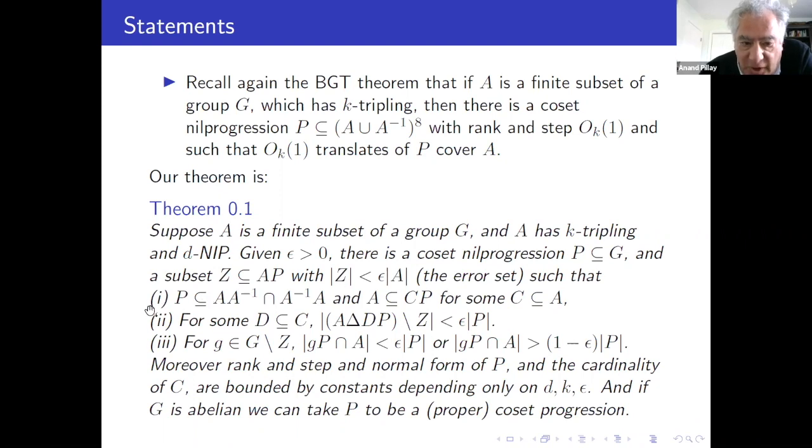Such that P is contained in A times A to the minus 1 intersection A to the minus 1 A. So P is very close to A. Moreover, A is contained in CP for some C in A. And C, later on I'll say that C is small. So A and P are commensurable. C will be said to be of small size, bounded by something or other. So P is close to A in certain ways, commensurable. This one is simply part of Breuillard-Green-Tao.